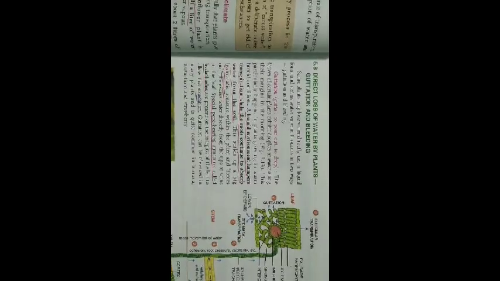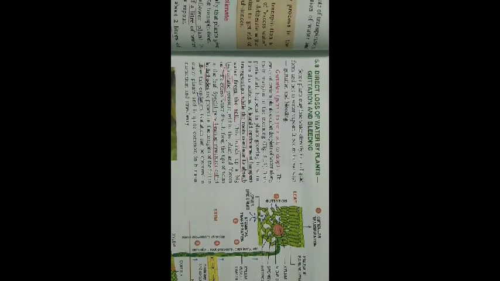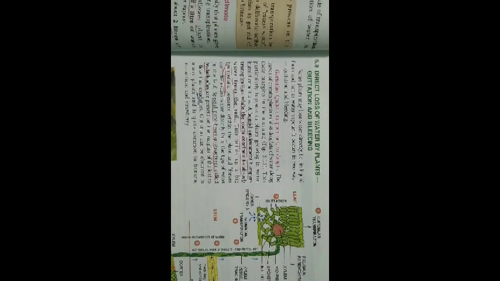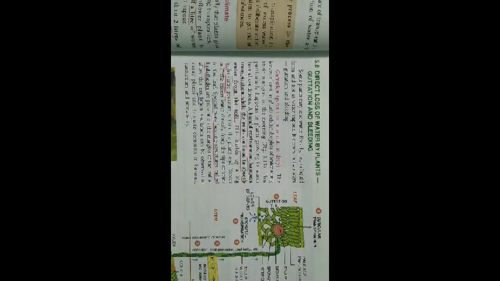Now talking about direct loss of water by plants, in this there are two methods. One is guttation, another one is bleeding. Guttation is basically the tiny droplets which are formed on the surface of the leaf, and it is more common during night time and when the weather is cloudy.